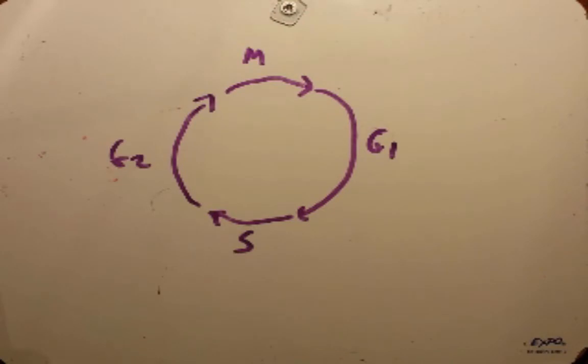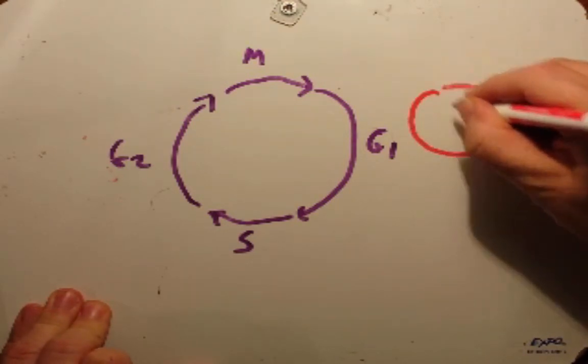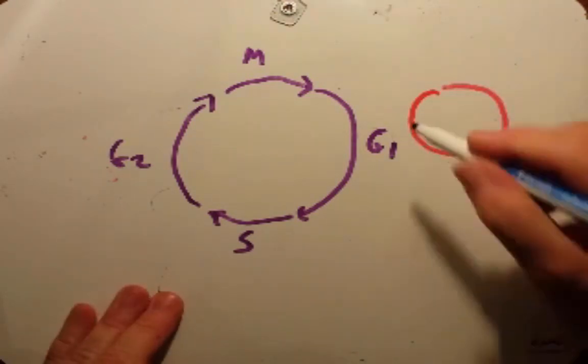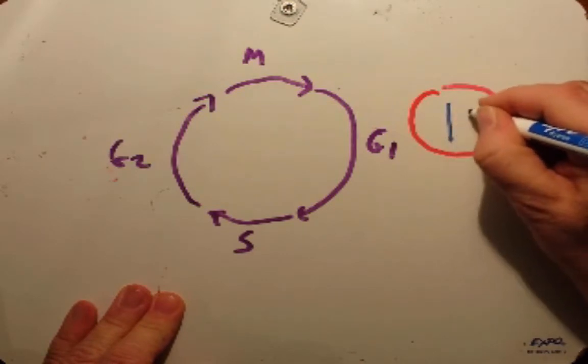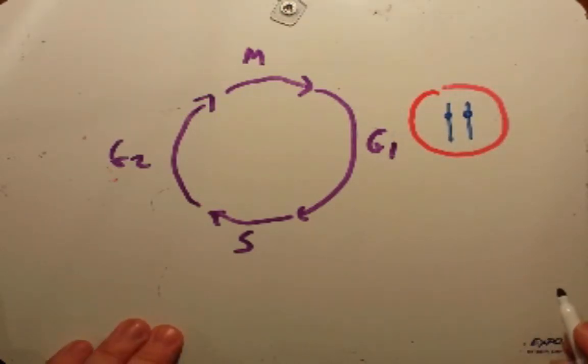And for now, I'm just going to show one chromosome as we go through the cell cycle here. So here's the cell, and I'm going to draw one chromosome here. This is a homologous pair of chromosomes. If this were, say, a human cell, there would still be 22 other pairs of chromosomes, but we're just going to show one here.